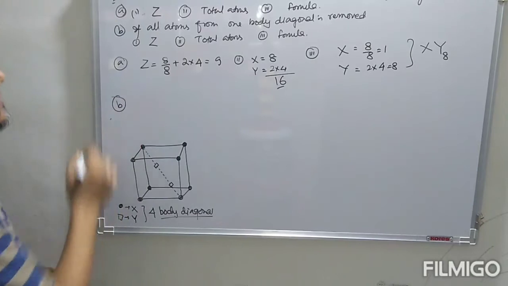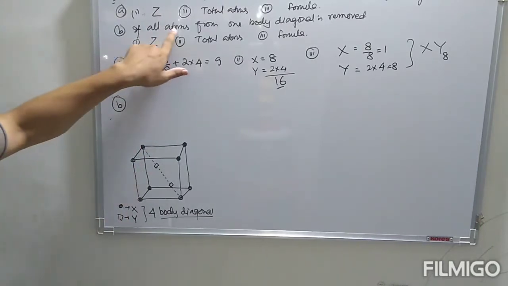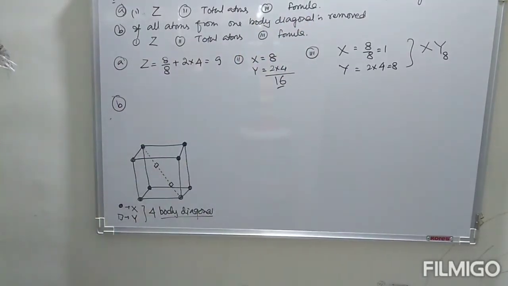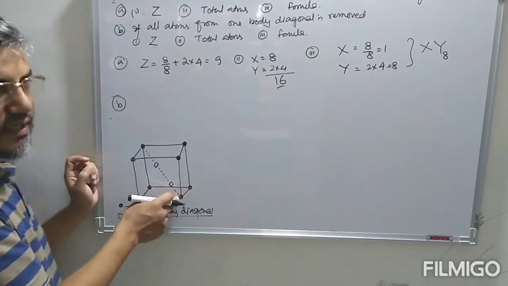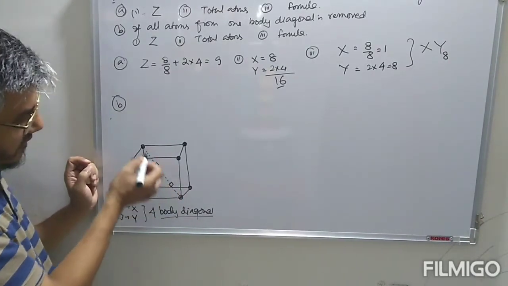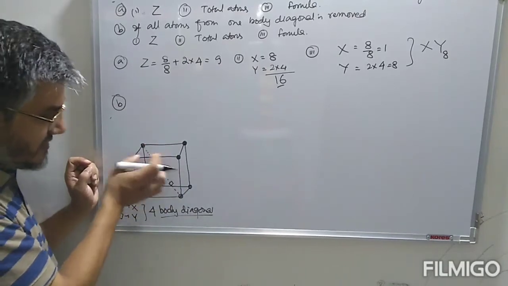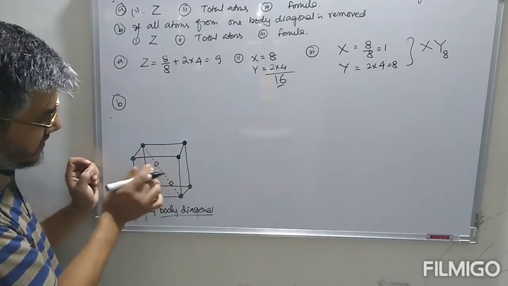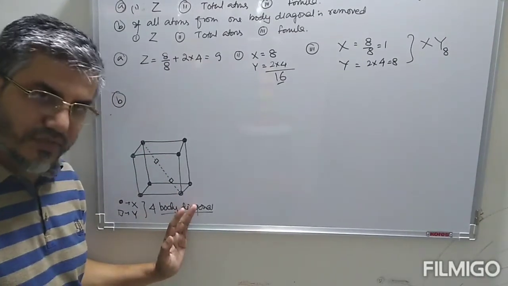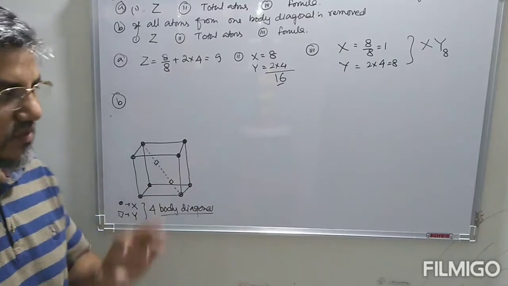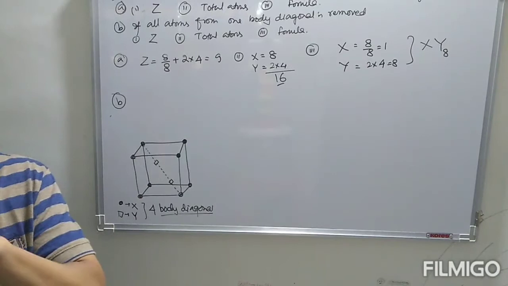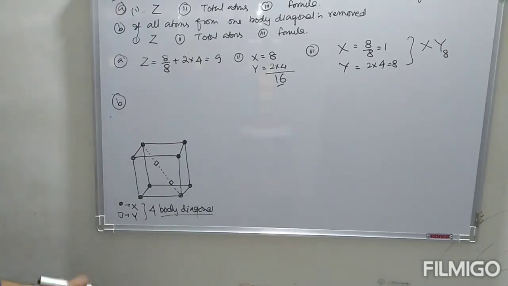Now coming to the second part, the question says, if all atoms from any one body diagonal are completely removed. So we have a total of 4 body diagonals. Out of these 4 body diagonals, the atoms along a single body diagonal are completely removed. So let's say these 2 atoms are removed. So how many body diagonals are left? 3. And each body diagonal contains how many atoms? 2 atoms per body diagonal.